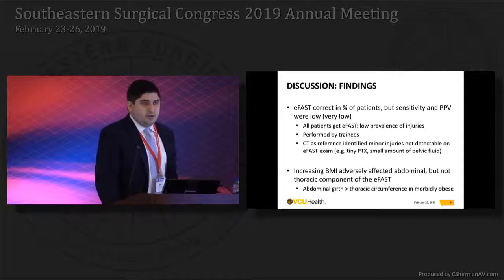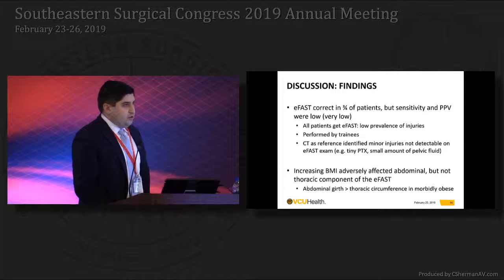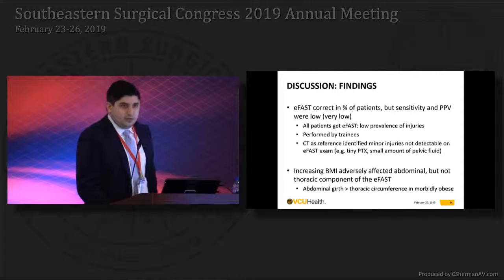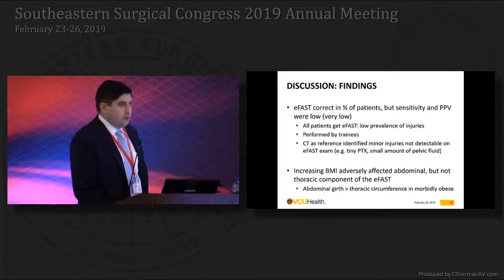As previously mentioned, there is no statistical association among increasing BMI and increasing odds of an inaccurate chest portion of the EFAST exam. This is likely due to the fact that obese patients tend to show more abdominal girth than thoracic circumference, making the abdominal portion of the exam more difficult.